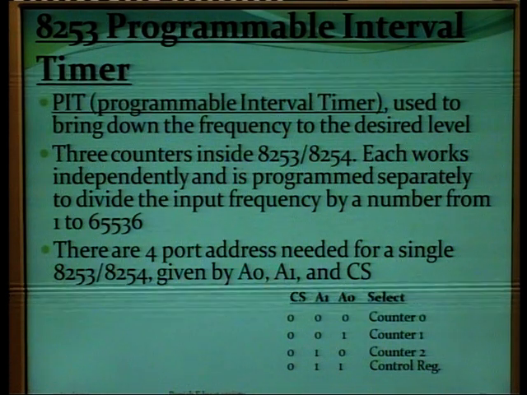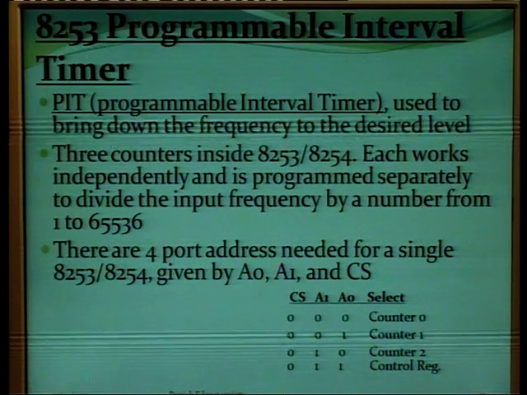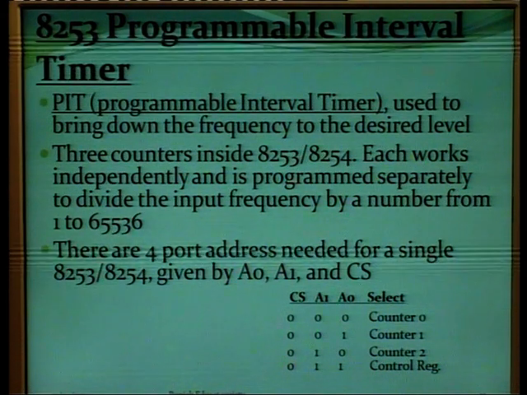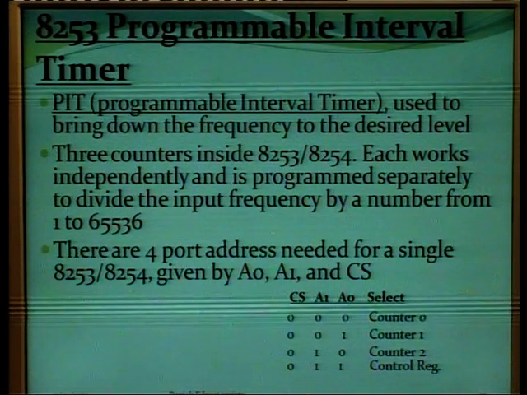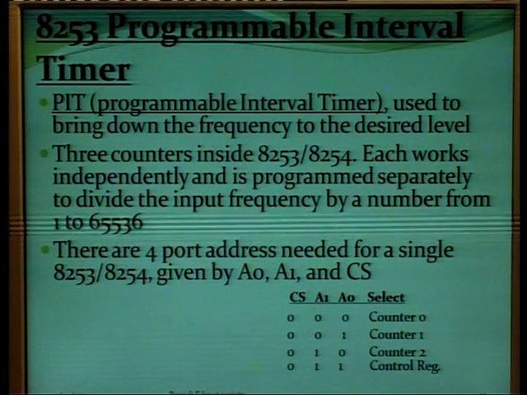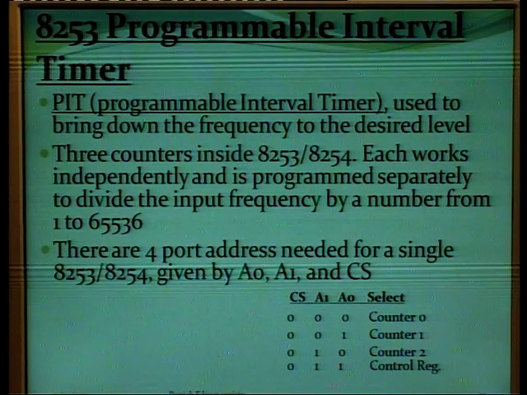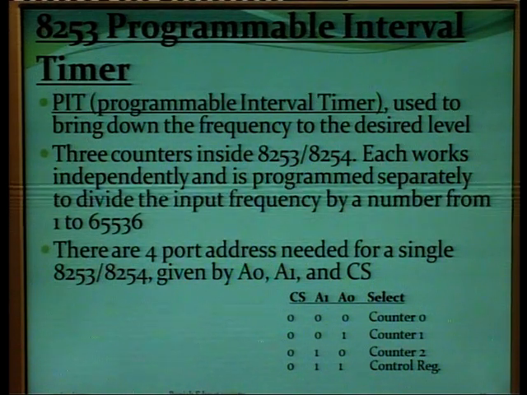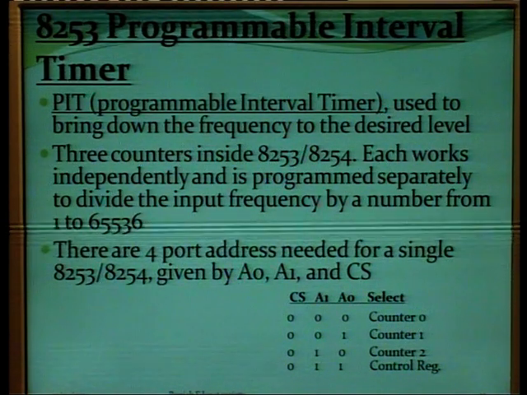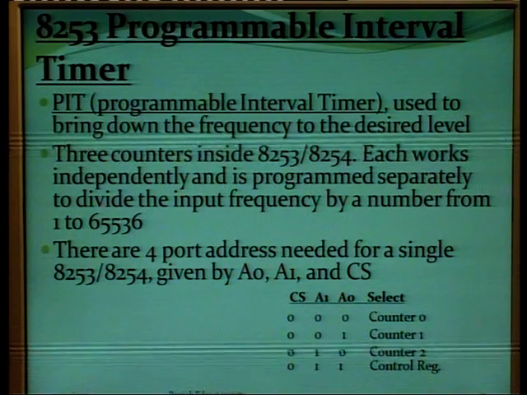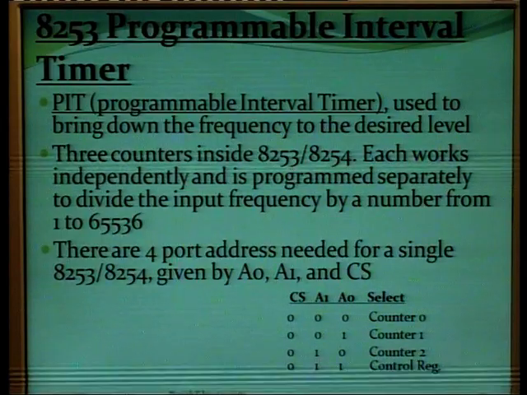This is the programmable interval timer, PIT. It is used to bring down the frequency to the desired level. It consists of 3 counters. Each counter works independently and is programmed separately to divide the clock frequency by a number from 1 to 65536.